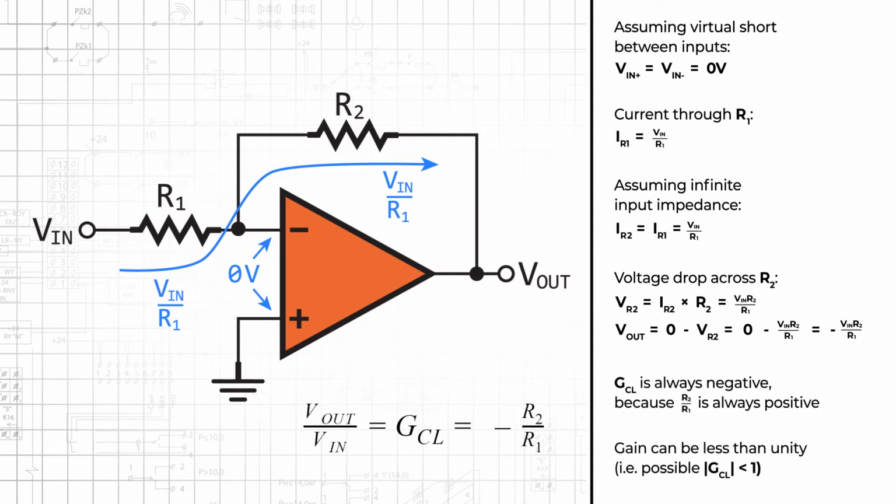Based on this analysis, we can express the closed-loop gain, or GCL, of the inverting configuration as negative R2 over R1. Note that this differs from GCL of the non-inverting configuration in two ways. First, the negative sign means the gain is always negative because the ratio of the two resistances will always be positive. Second, GCL for the inverting expression does not have the 1 plus term of the non-inverting configuration, indicating that the gain can be less than unity.